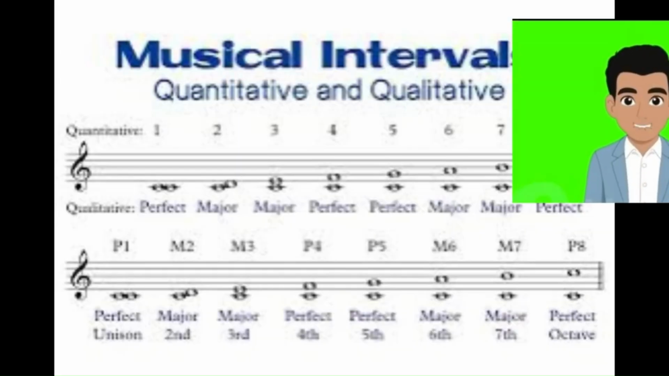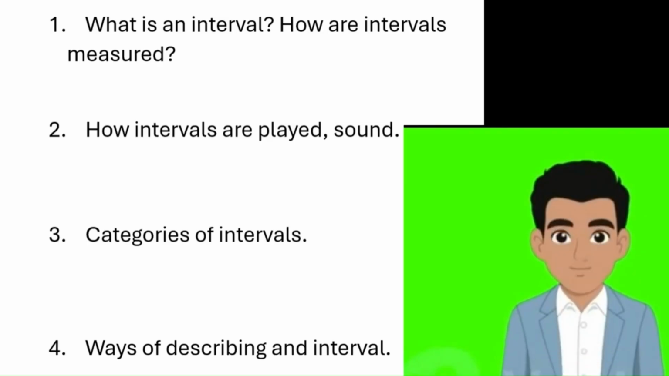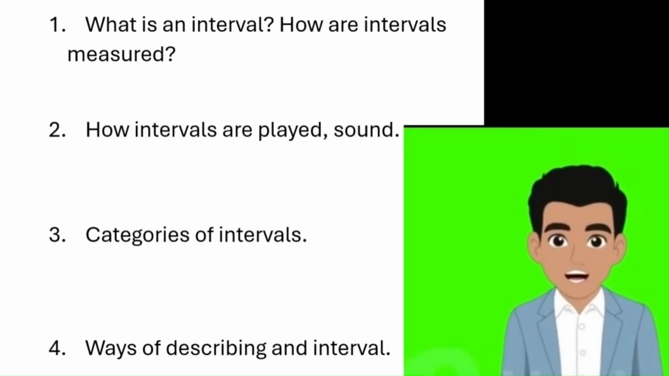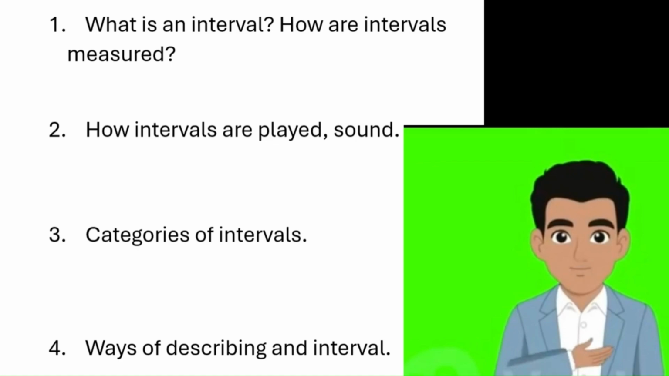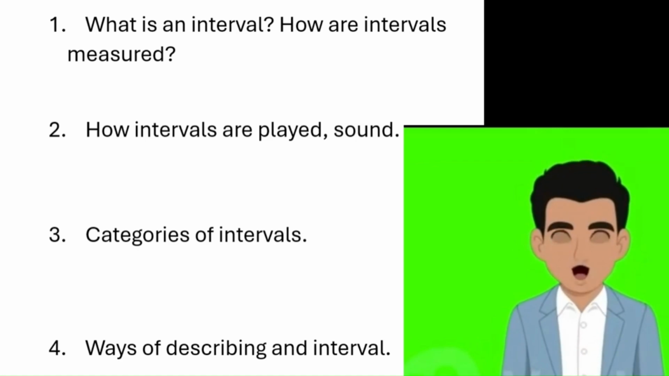Based on this video, these are the key takeaways. 1. Interval is the distance between 2 pitches measured in tones and semitones. 2. Intervals can be either harmonic or melodic. 3. We have 2 main categories, major and perfect intervals. 4. We have 4 major intervals and 4 perfect intervals in a major scale.